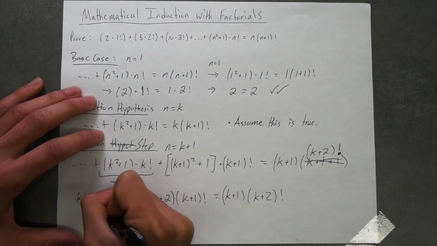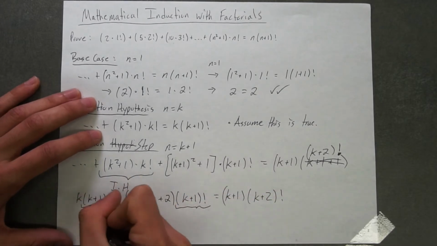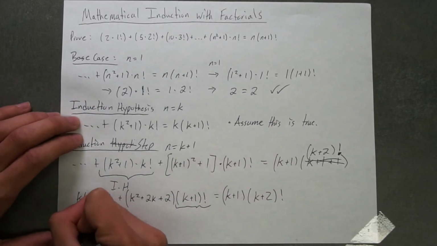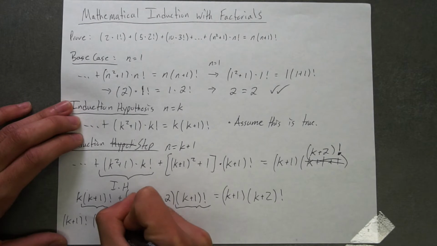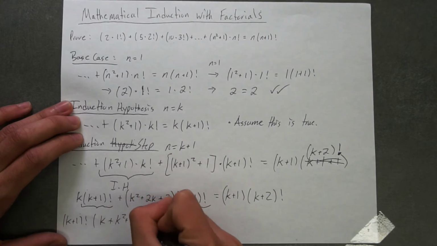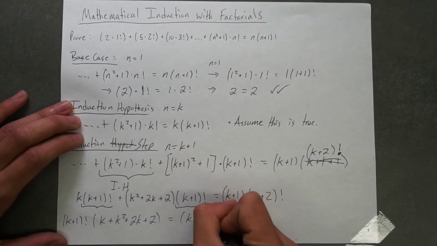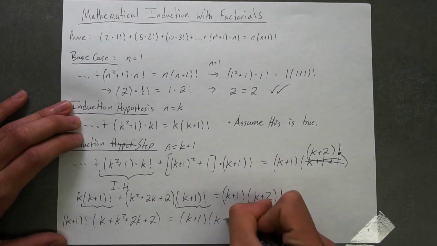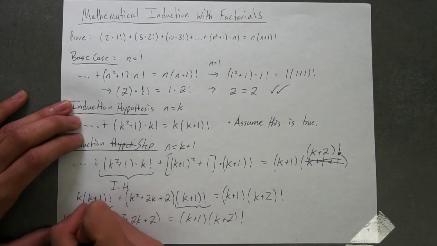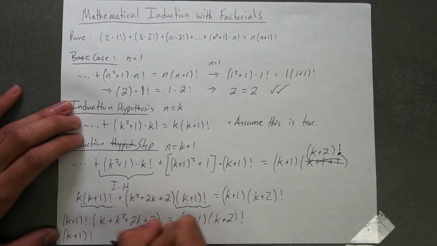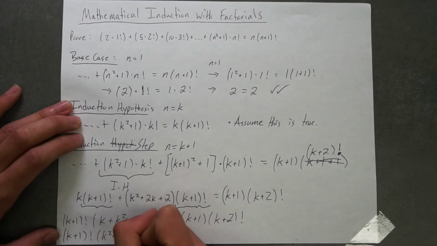So now we can factor out these k plus 1 factorials. We have k plus 1 factorial multiplied by k plus k squared plus 2k plus 2 is equal to k plus 1 times k plus 2 factorial. Simplifying this further, we get k plus 1 factorial times k squared plus 3k plus 2.